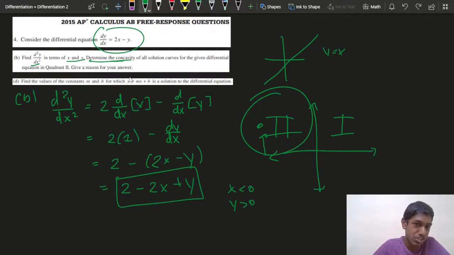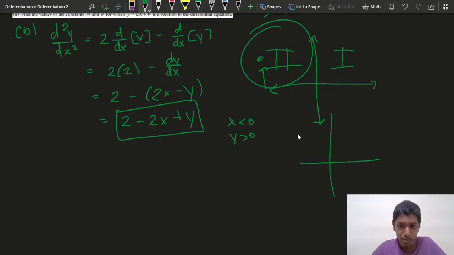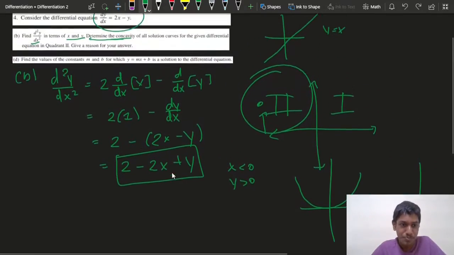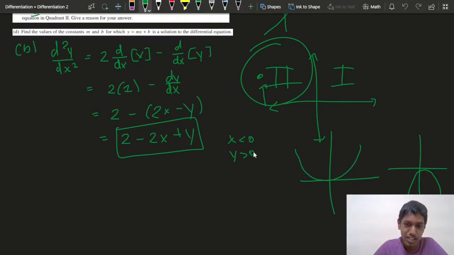So what really is the concavity, first of all? We're trying to figure out what the sign is of the second derivative, because that will determine the concavity. If it is positive, then we know it is concave up, so it might look something like this, in quadrant 2, that is. And if it's negative, then we know it's concave down, so it can look something like this. So concave up, concave down. How can we figure out whether this is positive or negative? Well, we know that x is less than 0 and y is greater than 0.